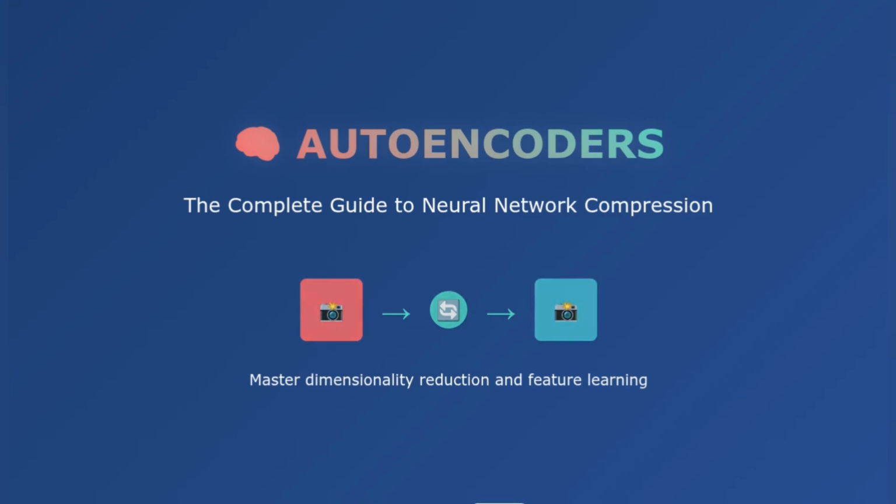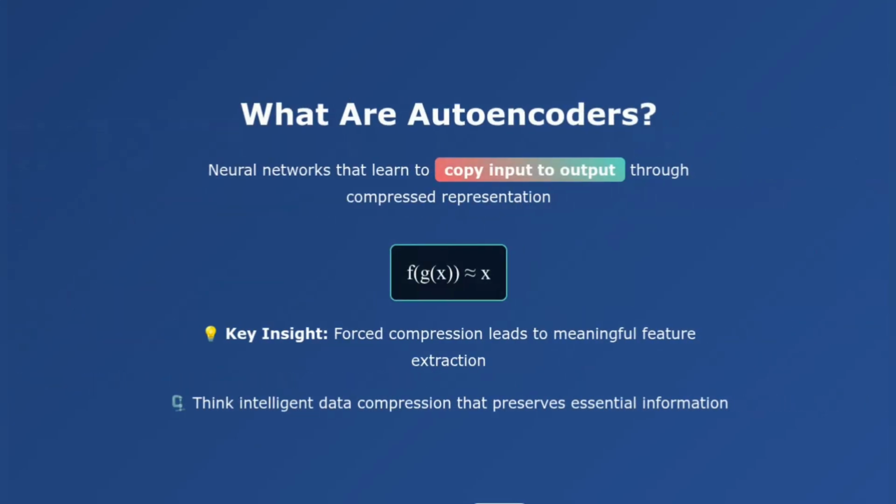Let's unlock the power of autoencoders together. So, what exactly is an autoencoder? Think of it as a neural network that learns to copy its input to its output. But here's the twist. It's forced to learn an efficient, compressed representation of the data in the middle.